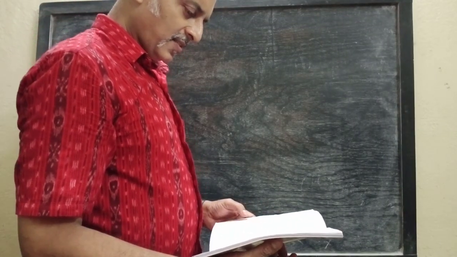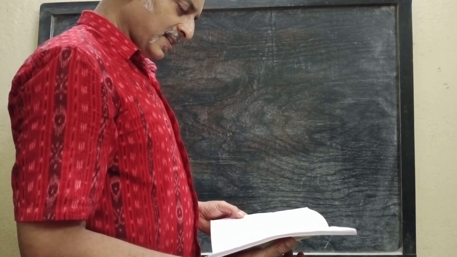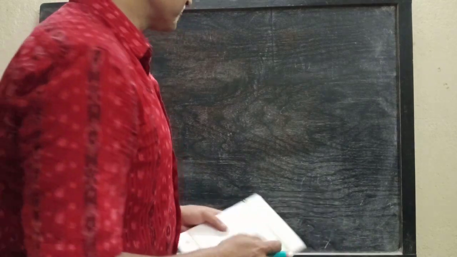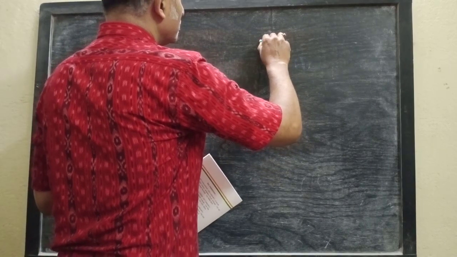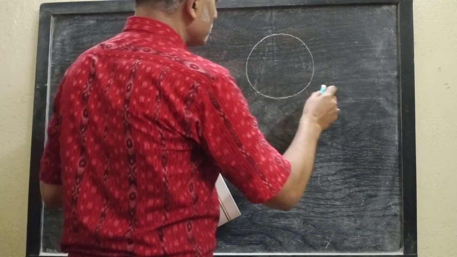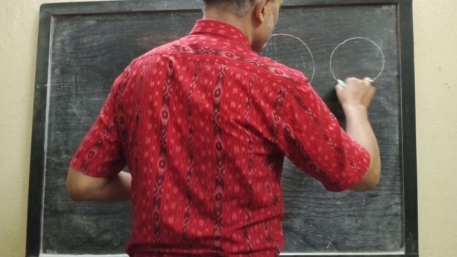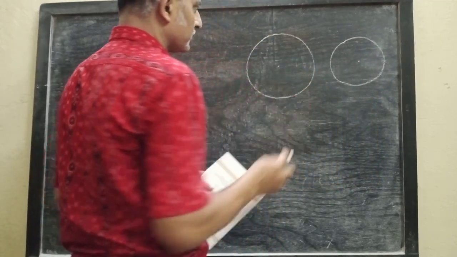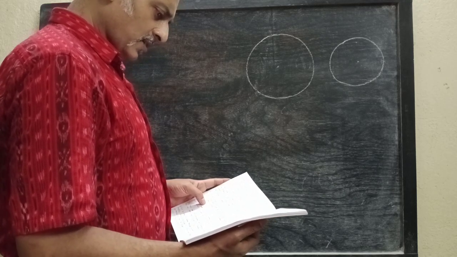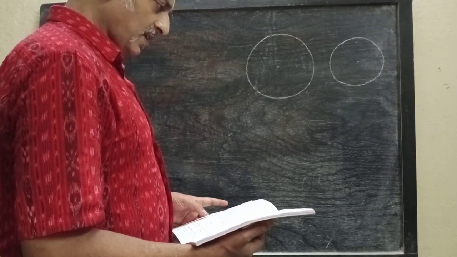The statement is, if the arcs of the same length in two circles subtend angles 65 degree and 110 degree at the center, find the ratio of the radii. Here there are two circles. Arcs of the same length subtend 65 degree and 110 degree.